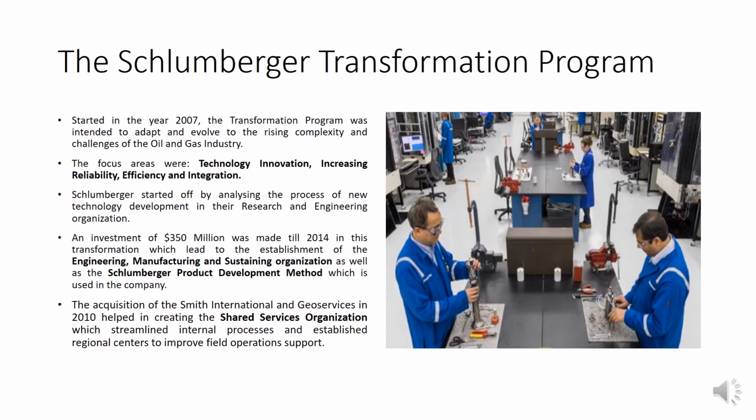An investment of $350 million was made till 2014 in this transformation, which led to the establishment of the Engineering, Manufacturing, and Sustaining Organization, as well as the Schlumberger Product Development Method. The acquisition of Smith International in 2010 helped in creating a shared service organization, which streamlined internal processes and established regional centers to improve field operation support.